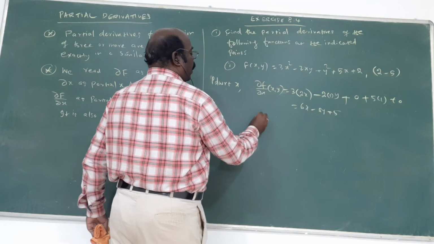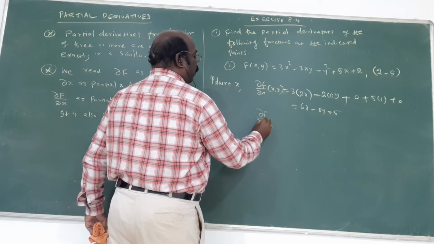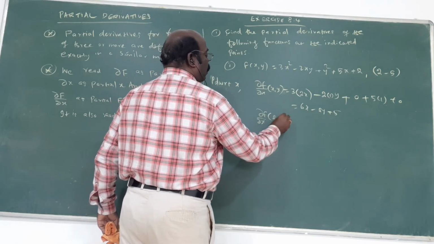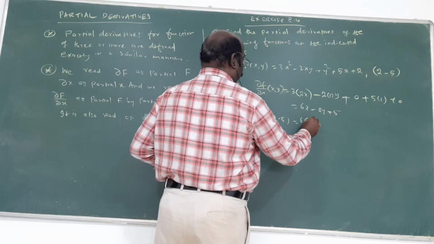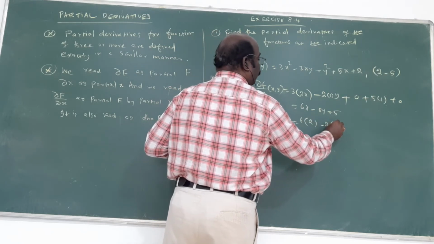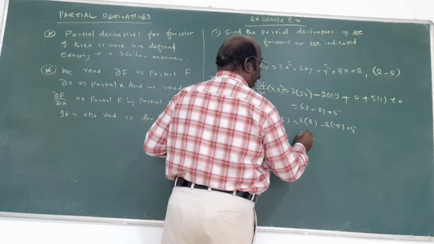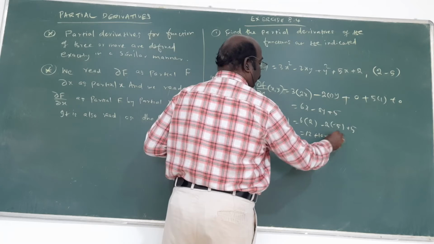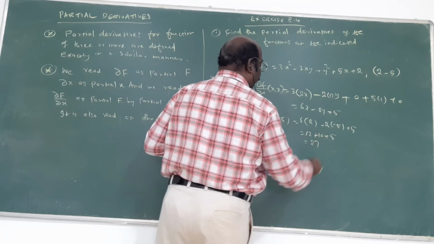Now what is our goal? The point. Del f by del x at the point 2 comma minus 5 equals 6 into 2 minus 2 into minus 5 plus 5, which is 12 plus 10 plus 5. What is the answer? 27.